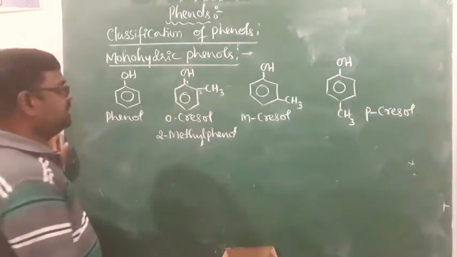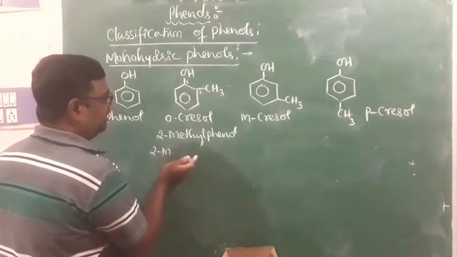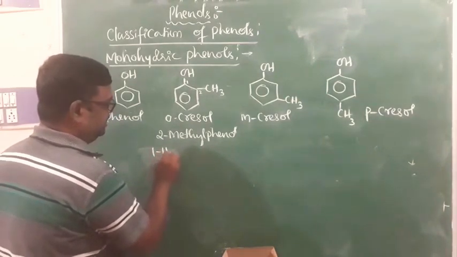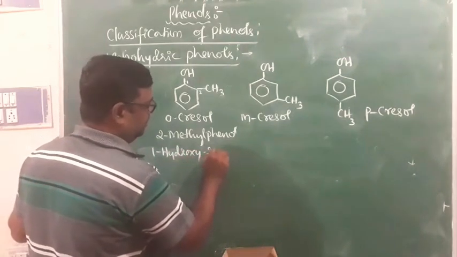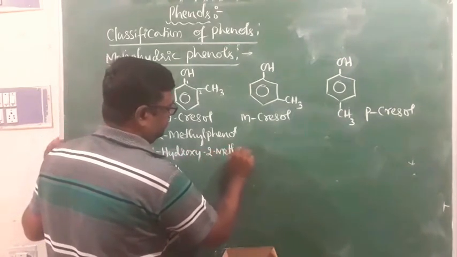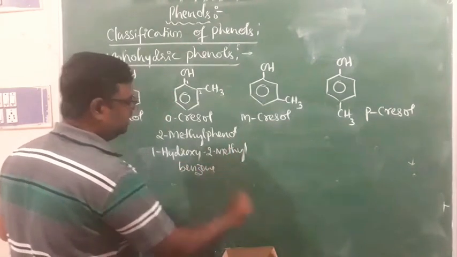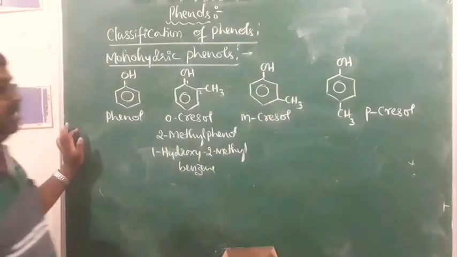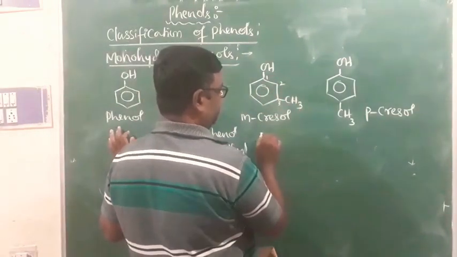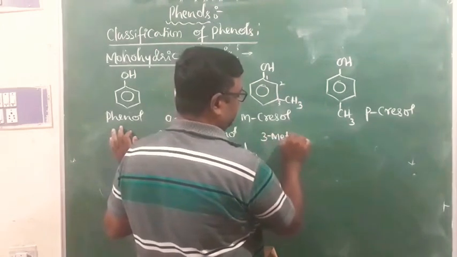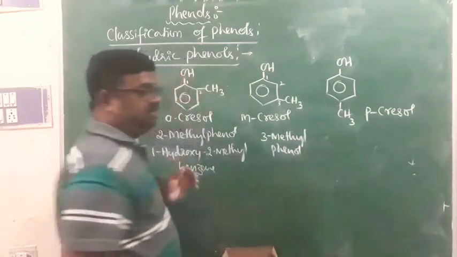Or you can say it is 1-hydroxy, 2-methylbenzene. You can also take it as an IUPAC name of this. As far as this one is concerned, this is number 1, this is number 2, this is 3. Therefore, it is 3-methylphenol, which is the IUPAC name of this.